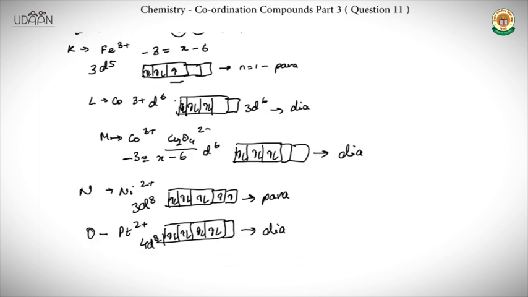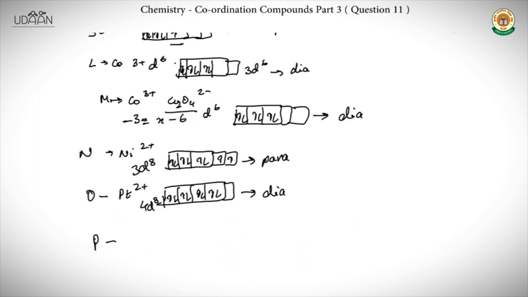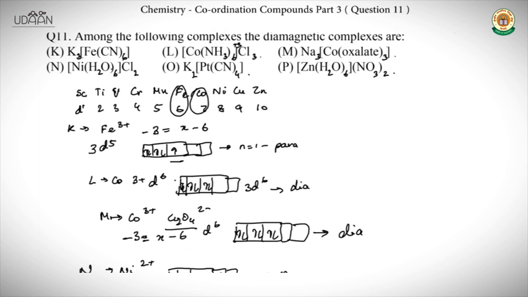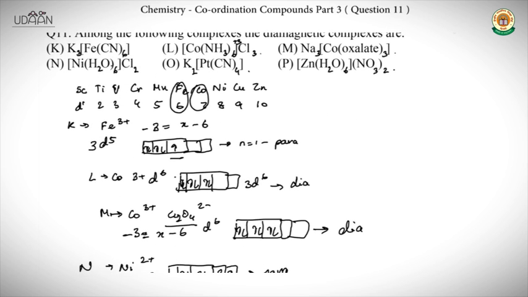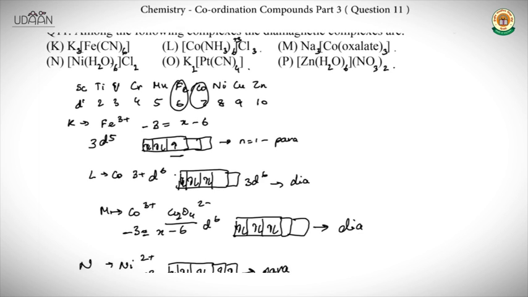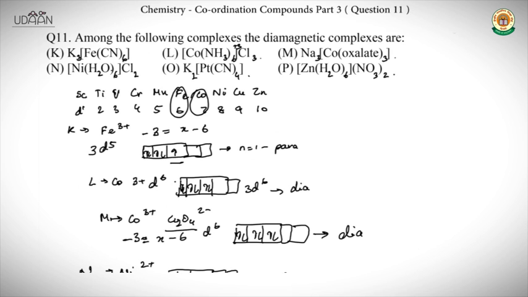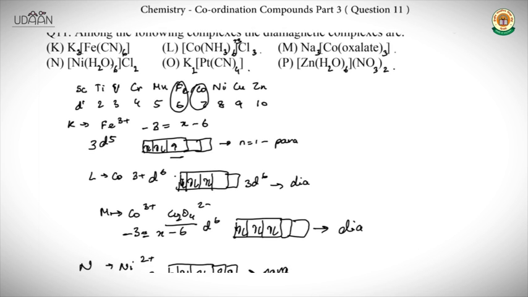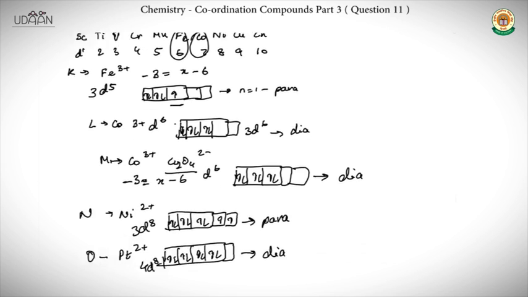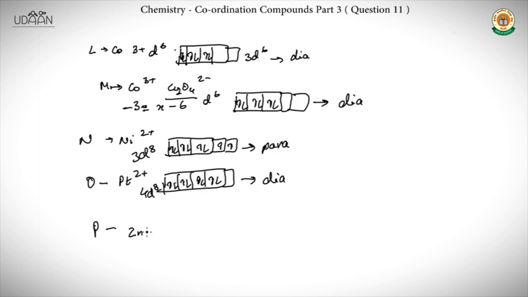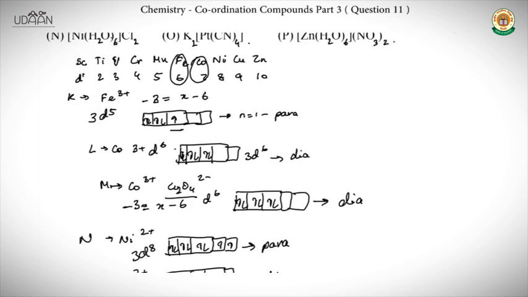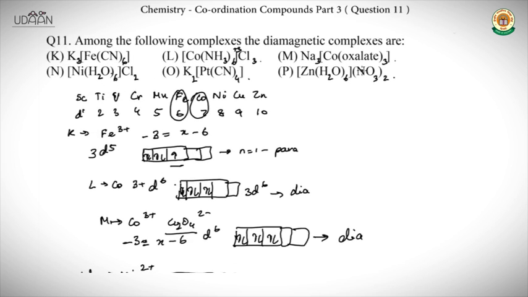The P option, which has Zn(H2O)6(NO3)2, will have Zn2 plus. Okay. Why is this not an exception? So this particular option has Zn which is d10, and it is 2 plus as we've just seen because it has NO3 outside the sphere. So we have Zn2 plus and NO3 is minus, and there are 2 of those, so this will be 2 plus.